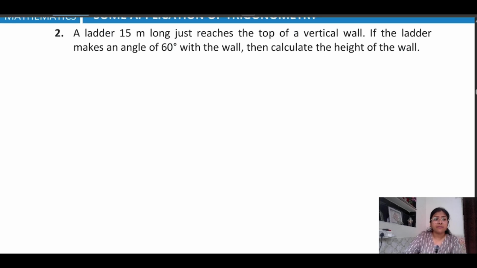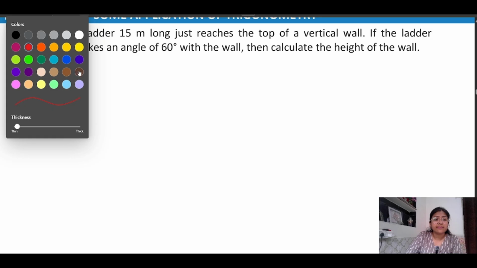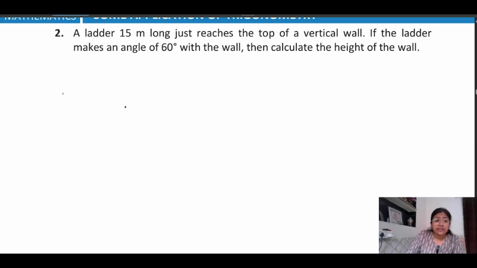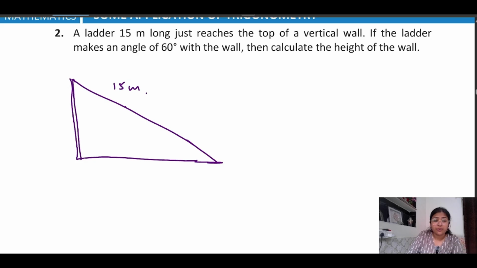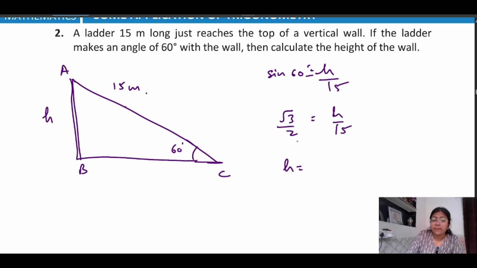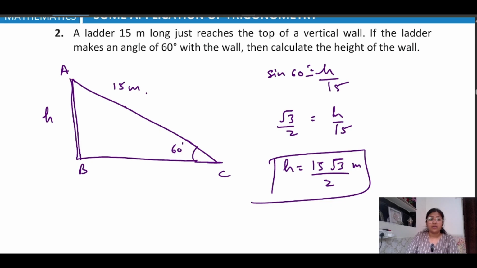Yes, learners, try this question. A ladder 15 meter long reaches the top of the vertical tower. If the ladder makes an angle 60 degree, calculate the height of the wall. We need to find out this. So again, we are going to name this triangle. Which ratio are we going to use? Yes, sine 60 is equal to h over 15. Sine 60 value is root 3 by 2. The value of h is 15 root 3 whole over 2. Unit will be meter.